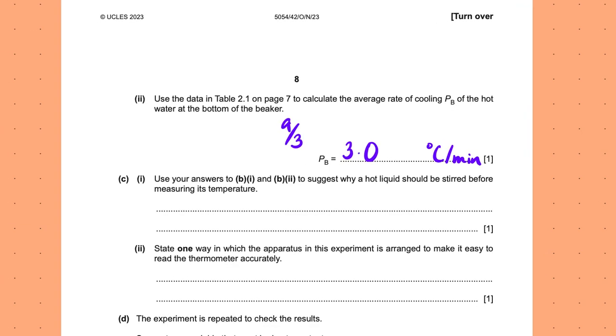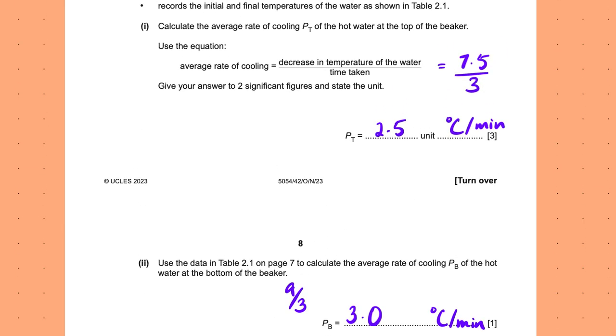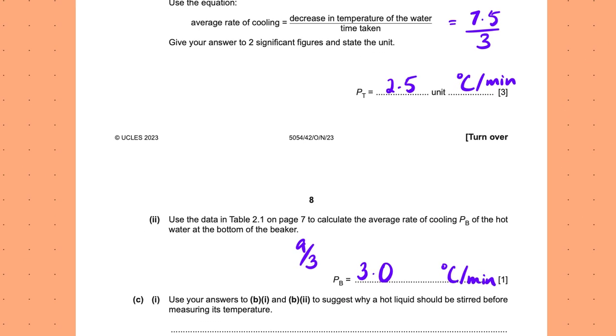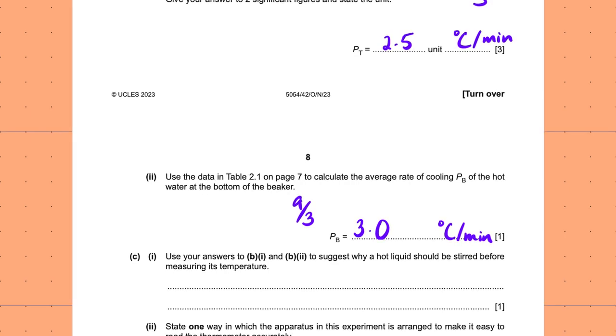Use your answers in B1 and B2 to suggest why a hot liquid should be stirred before measuring its temperature. So why should it be stirred? You can see that for the water at the bottom, because that's where the heat was given from, the temperature change was greater, right? So to ensure that temperature spreads out evenly, it should be stirred. So this is to mix the liquid and evenly spread out temperature.